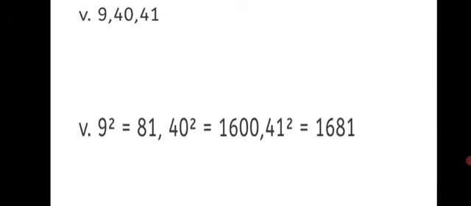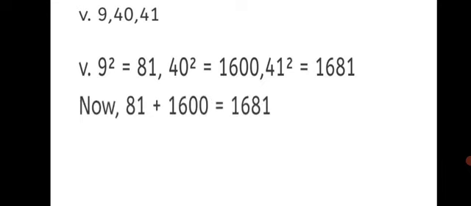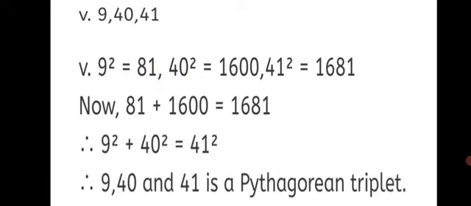Question number 5. 9, 40, 41. Let's write the squares. 9 square is equal to 81, 40 square is equal to 1600 and 41 square is equal to 1681. 41 into 41 you will get 1681. Now add the smaller two squares, that is 81 plus 1600 will give us 1681. If you compare, you will see that both are equal. So you can write down that 9 square plus 40 square is equal to 41 square. Therefore, 9, 40 and 41 is a Pythagorean triplet.